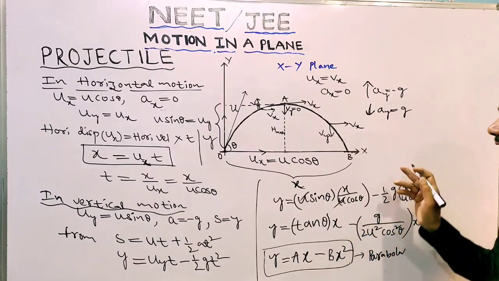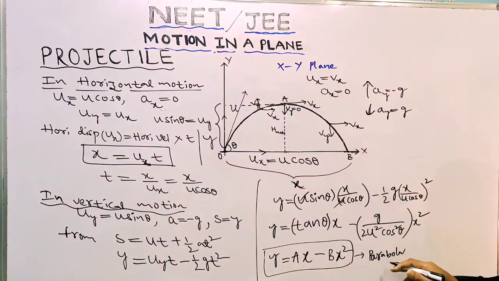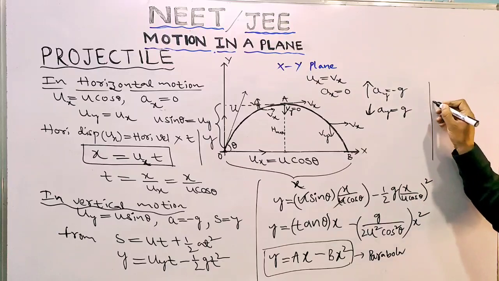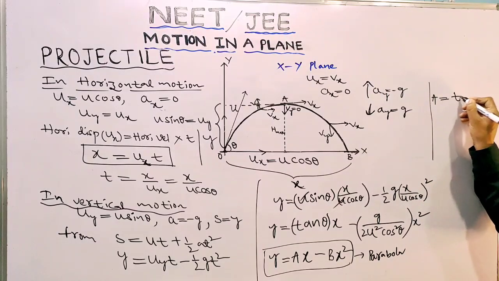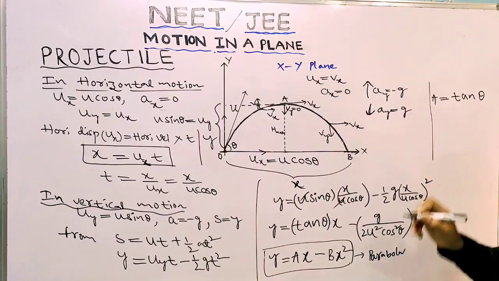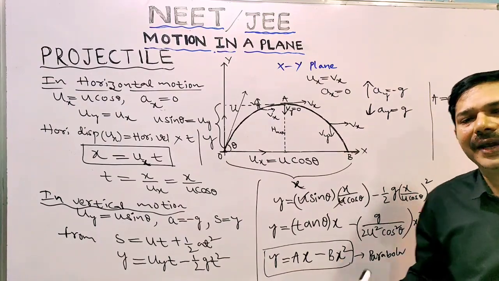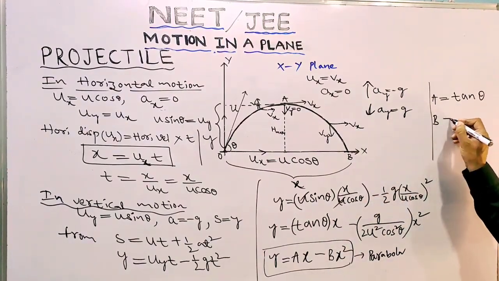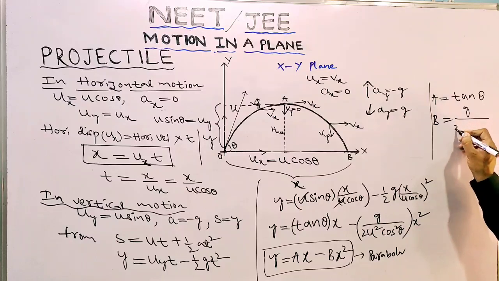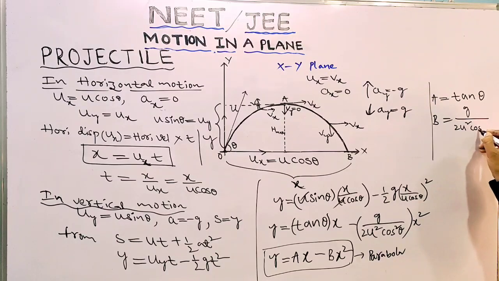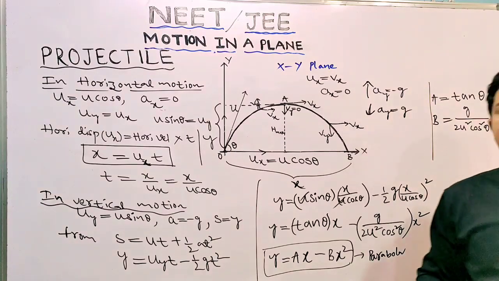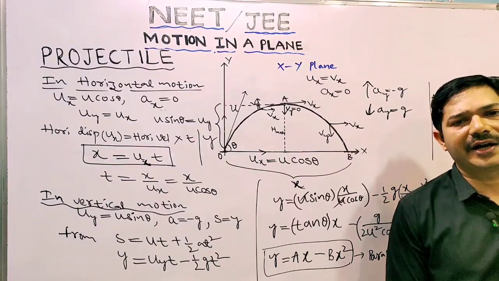Here instead of a, what did we take? What we assumed here instead of a? Tan theta. The most important is also instead of b, g by 2u square cos square theta. So g by 2u square cos square theta.